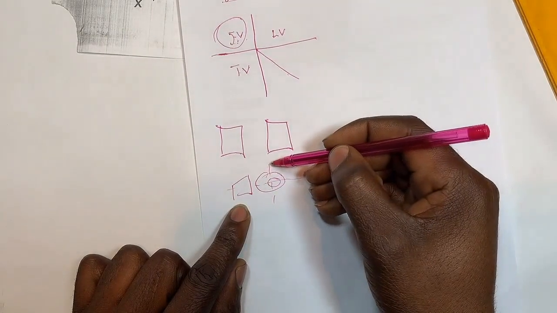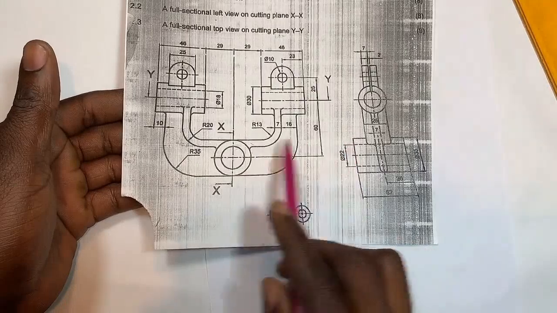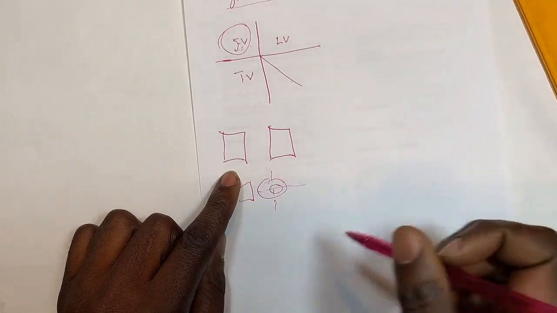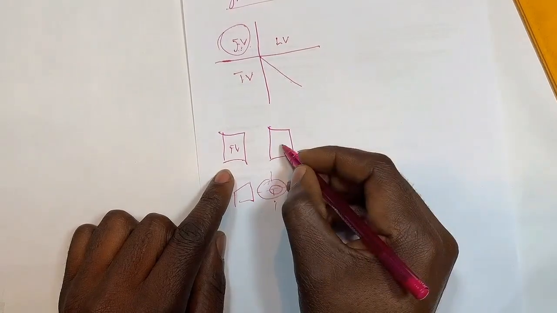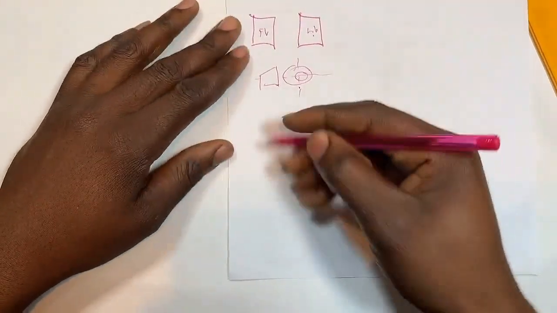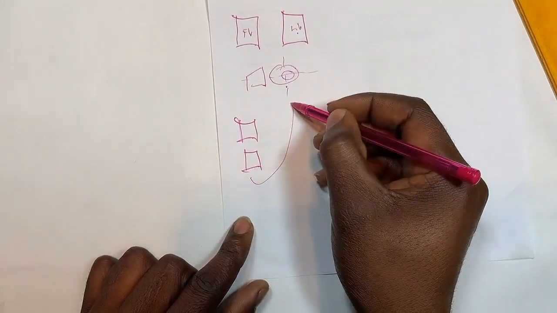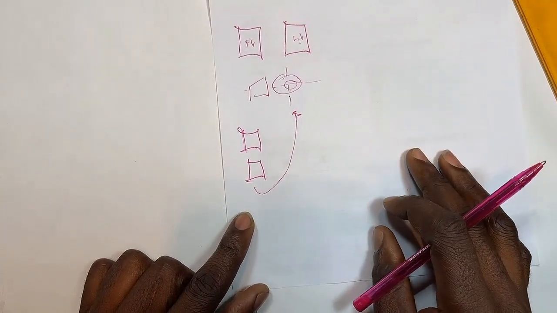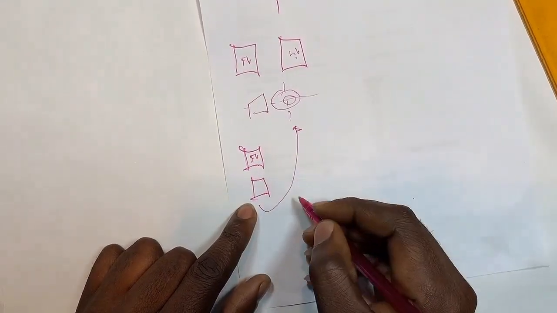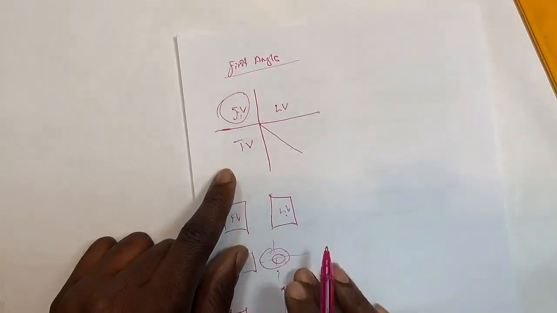Remember, the question is not going to tell you the names of the views. That's where our question lies. So if they are following each other like this, you must know that this is supposed to be your front and this is supposed to be your left. And again, there can be another one below this one, as with this projection symbol. If they are on top of each other like this, this is supposed to be your front and this is supposed to be your top. Why? Because of the formula of first angle orthographic projection.